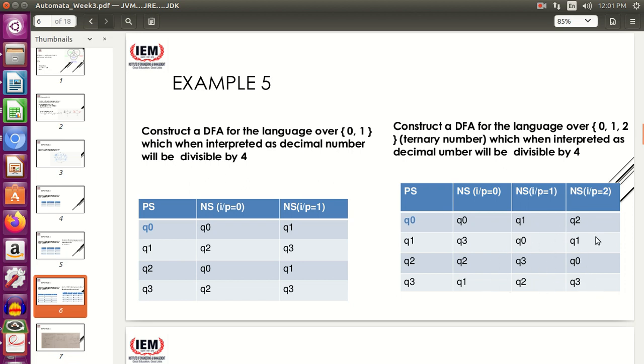So irrespective of whether the number is divisible by 4 or 5 or 6, anything might be given to you, and irrespective of whether it is binary or ternary or anything, you should be able to solve this kind of a question, because the trend, the sequence is always going to be same. You just need to construct the table, and from the table you can easily form the transition diagram.